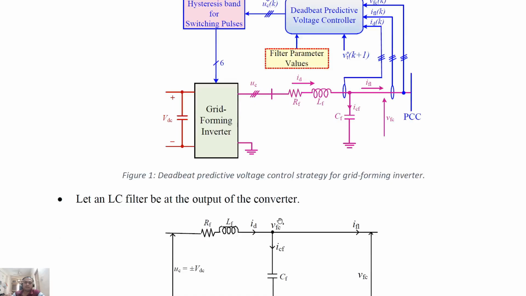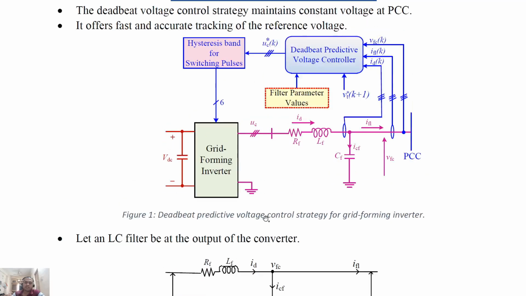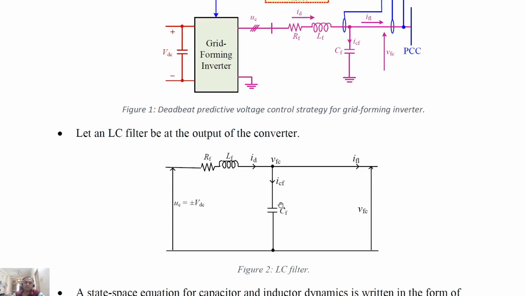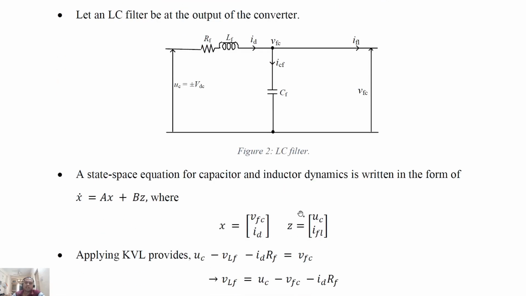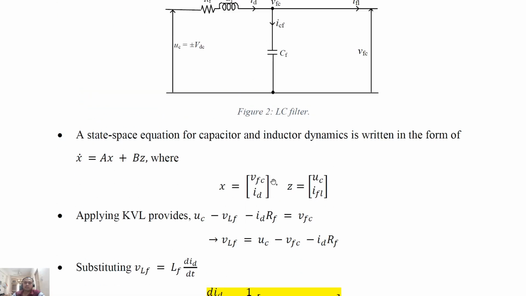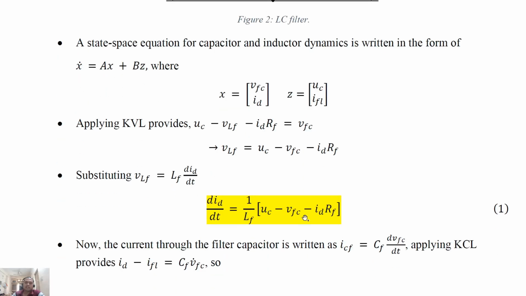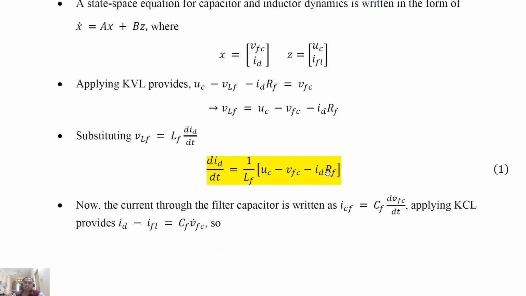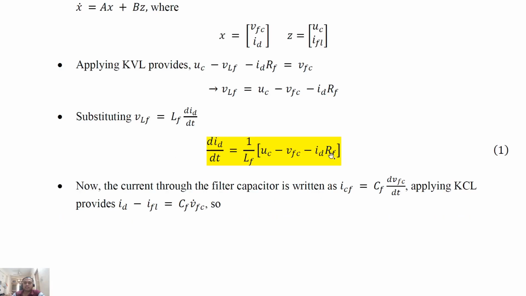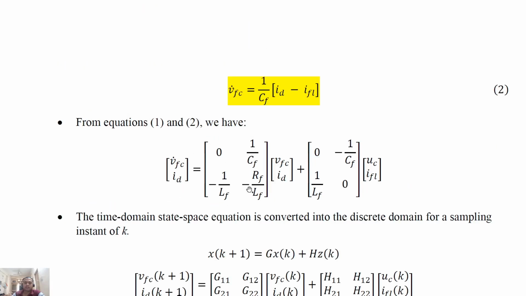For that we require the filter dynamics. We have an LC filter at the output of the converter, and we can write the state space equation for the capacitor-inductor dynamics. The state variables are the voltage across the filter capacitor and the current through the inductor. If you apply KVL and KCL, you get equation number 1, and then equation number 2, and then you can easily get the state space equation.